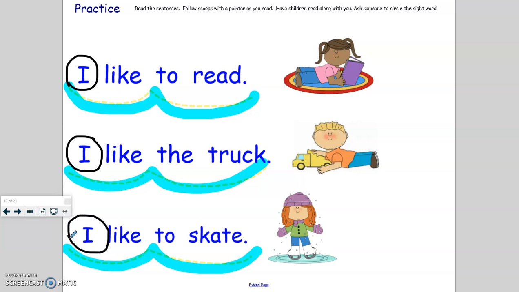Tomorrow we'll practice more scooping. Today when you do your assignments, if you have any questions or comments, feel free to reach out.